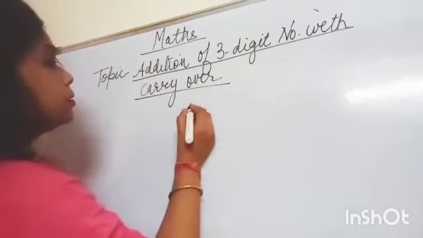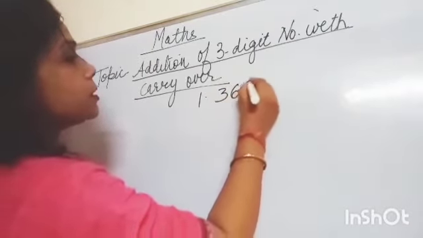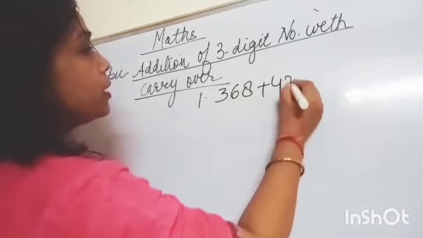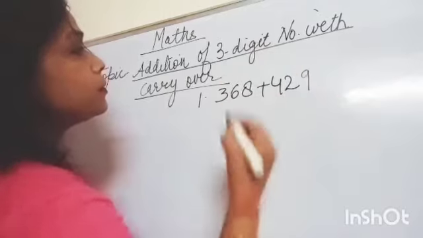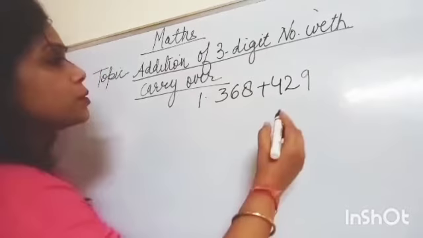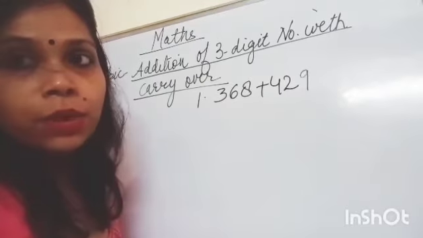First example is 368 plus 429. So first of all, what will we do? We will arrange the numbers according to the place value.